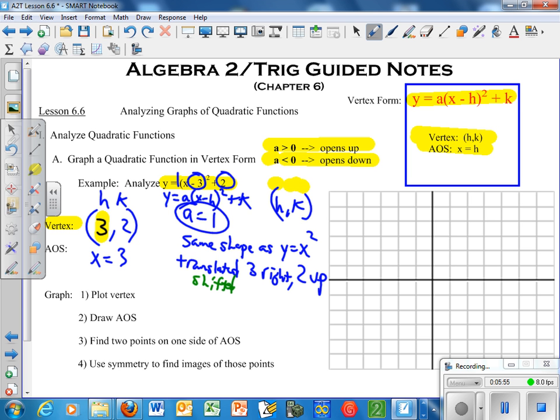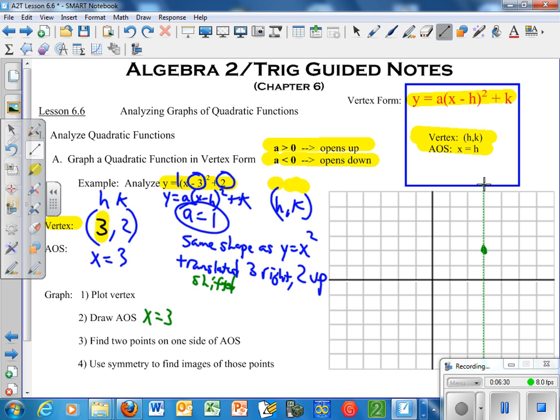Okay? So if we're going to graph this, plot the vertex. So we've actually moved from the origin to (3, 2). So 3 to the right, 2 up. That is my vertex. Okay, we're going to draw the axis of symmetry. The axis of symmetry is at x equals 3. Remember, it's got to be in place of the vertex. So if I grab a line here and draw it in, I'm going to draw in a dashed line. So there's my axis of symmetry, right in the middle of the parabola.